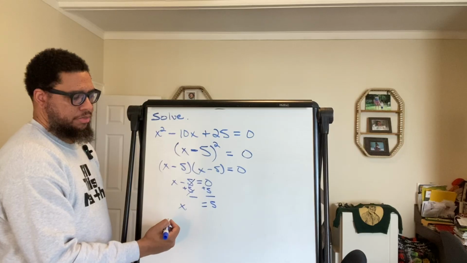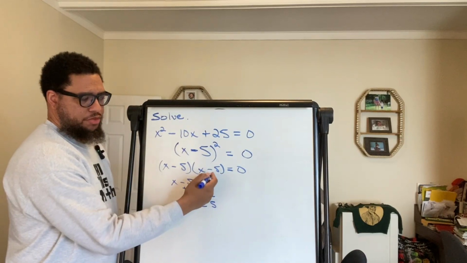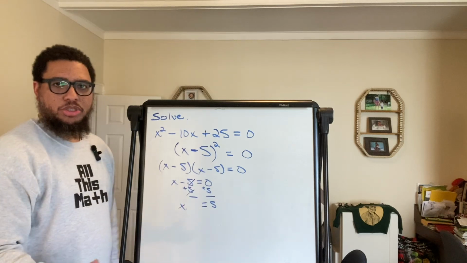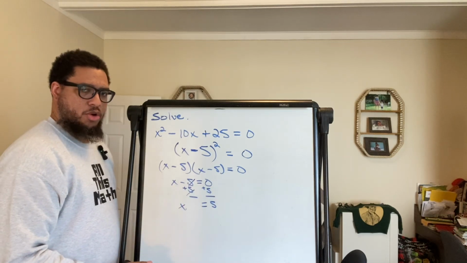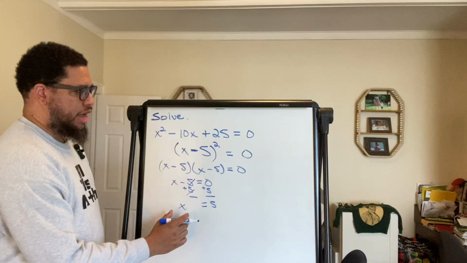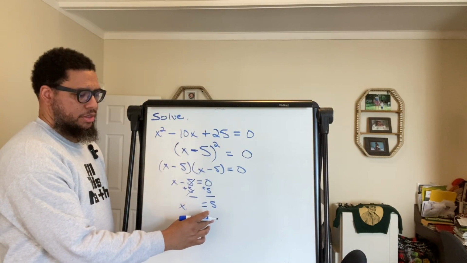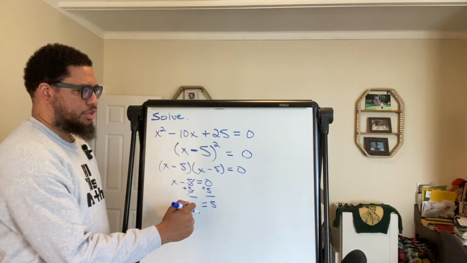x equals 5. Do I need to do x minus 5 equals 0 again for this factor? No, I don't. Think about it. It's going to be the same answer. Why would you do it again? Come on, bro. Don't do it again. x equals 5. So the solution is x equals 5.